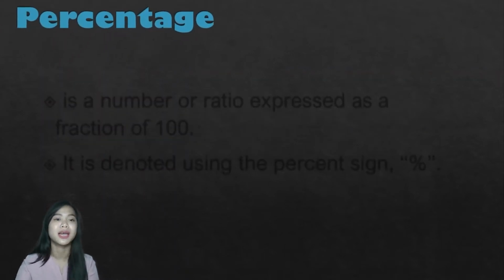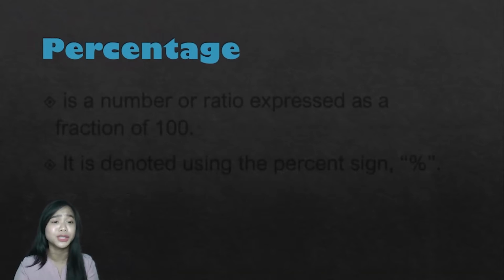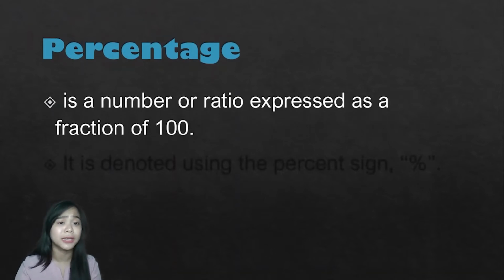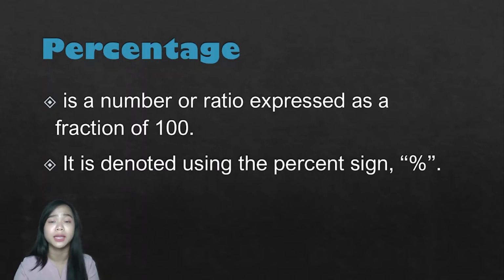And last, we have the percentage. The definition of the percentage is a number or ratio expressed as a fraction of 100. Meaning there is a fraction and then it will be multiplied by 100. So we have the percentage. Of course, it is denoted using the percent sign, so we have this symbol.